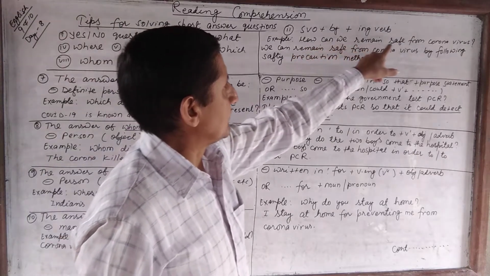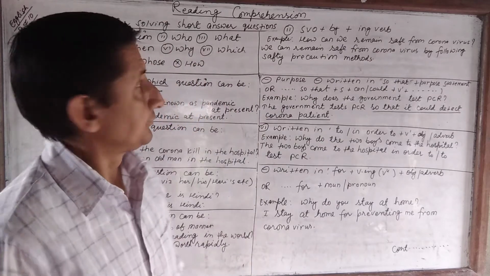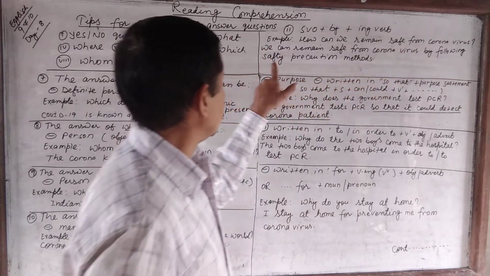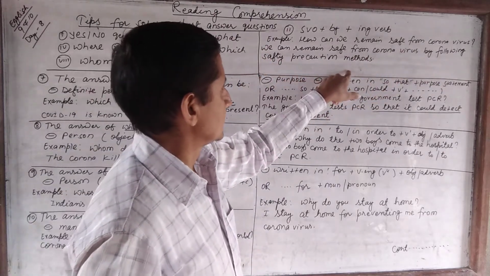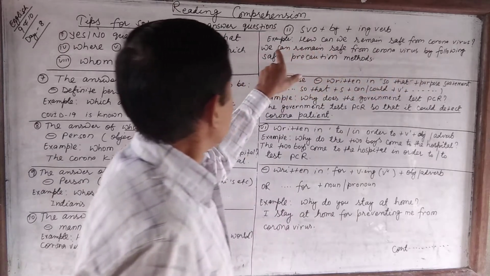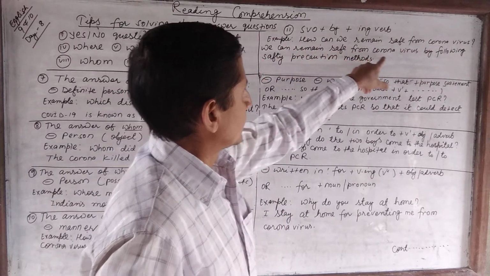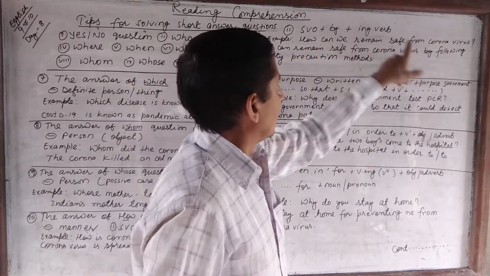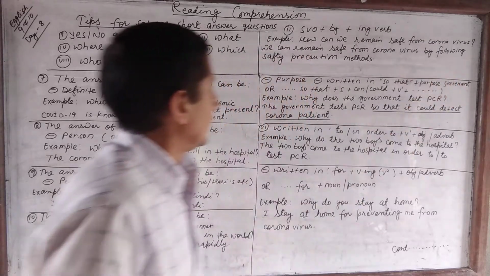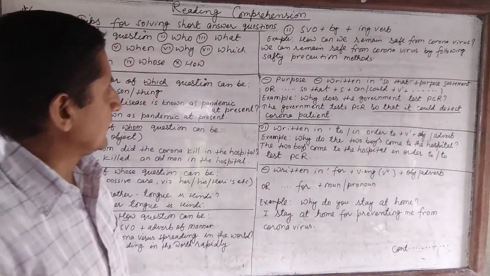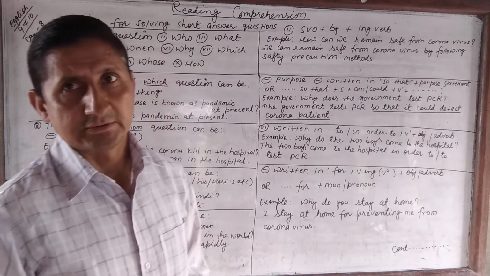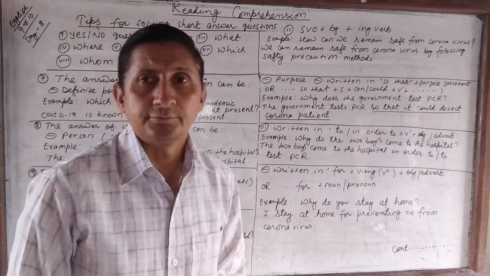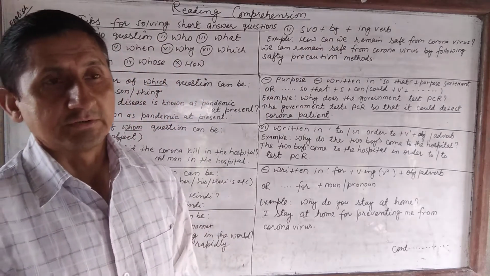See the example. How can we remain safe from coronavirus? We can remain safe from coronavirus by following safety precaution methods. "We can remain safe from coronavirus" is the statement. After the statement comes by, after by an ing verb, following, and then we write other words: by following safety precaution methods. In this way, using this structure, we write the answer of how questions.